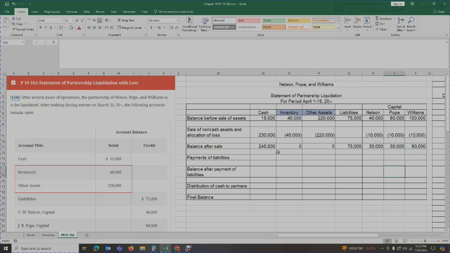Okay, so it's been updated. Your inventory and your other assets have been zeroed because those assets have been sold. So at this point in time, we have $245,000 in cash, $75,000 in liabilities, which is our debt, and then we have a capital balance of $30,000 for Nelson, $50,000 for Pope, and $90,000 for Williams. Okay, so that is what's happening after step 1 and step 2.